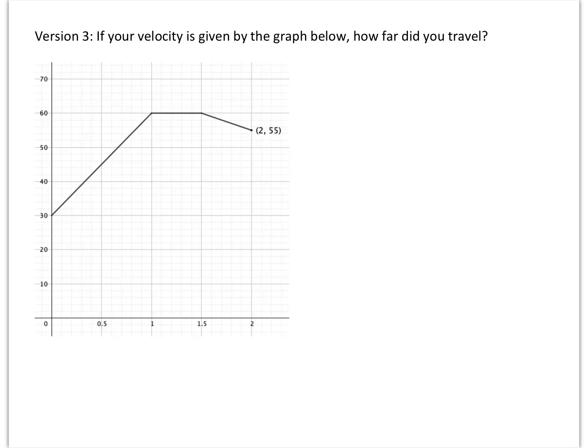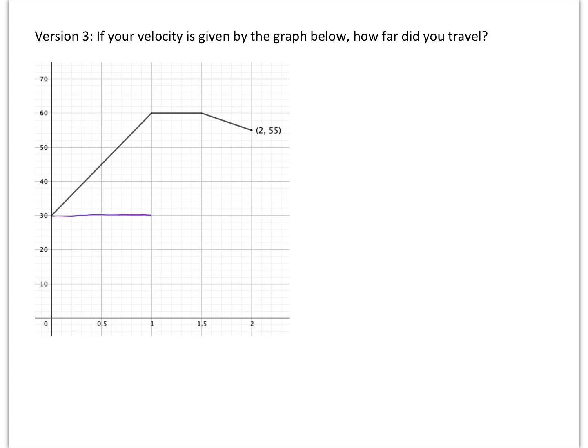In version 3 of the story, our velocity is given by the graph. So how far did we travel? I now actually know my speed at every moment of the trip, from time t equals 0 to t equals 2. I know what speed I was going at every moment, right? Instead of just knowing it at time t equals 0 and t equals a half, I know my speed at every moment.